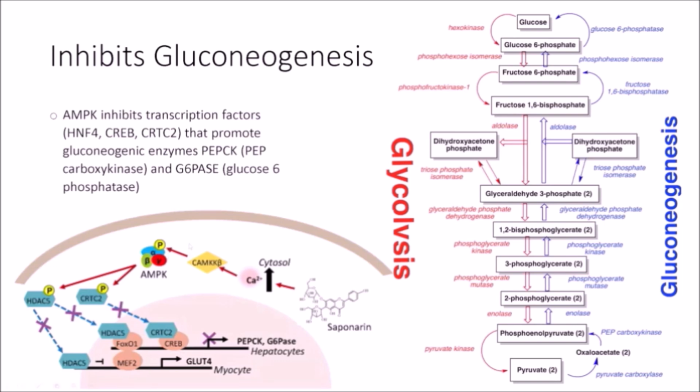In this case, you see AMPK kinase. It'll inhibit all of these downstream transcription factors that would eventually help to produce PEPCK and glucose-6-phosphatase, which you can see on the diagrams here. The PEP carboxykinase is the secondary enzyme for gluconeogenesis, and then also one of the last steps in gluconeogenesis, glucose-6-phosphatase, makes glucose-6-phosphate into glucose. Those are the two enzymes that are being downregulated by the inhibition of these transcription factors.